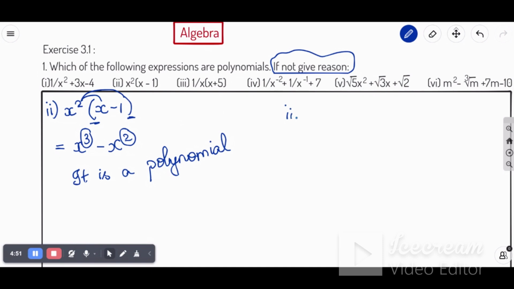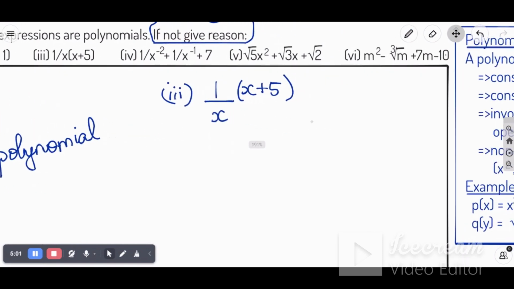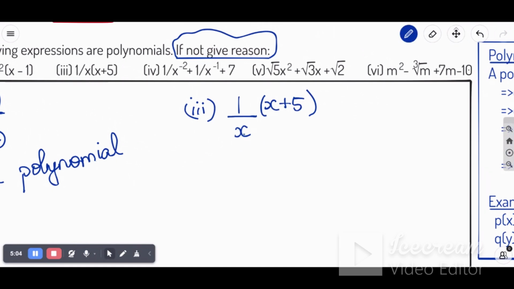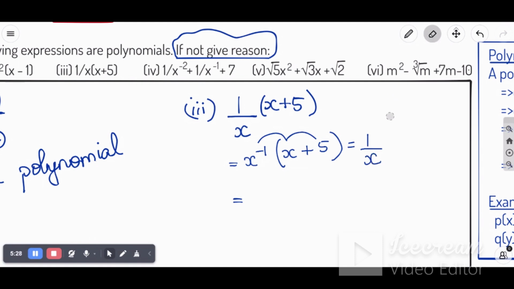Let us move on to the third question. The third question is 1 by x into x plus 5. Let us see what happens here. You have got 1 by x in the denominator. First of all, let us take this to the numerator: x minus 1 into x plus 5. The next step will be to multiply this x minus 1 inside here. Either you can do this, or you can just multiply directly inside. I'll go to that next later.